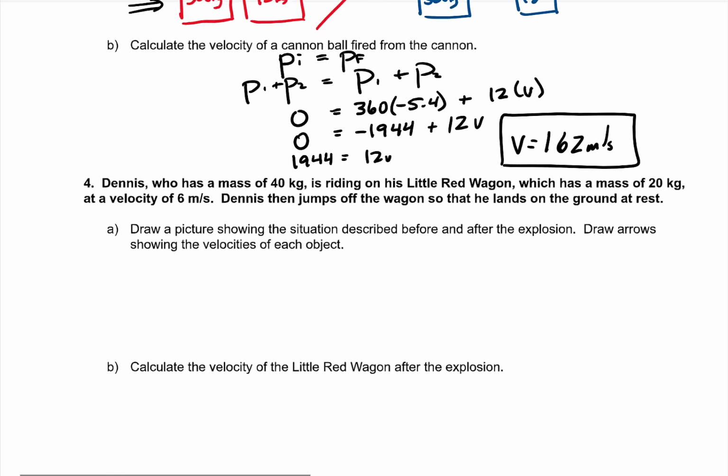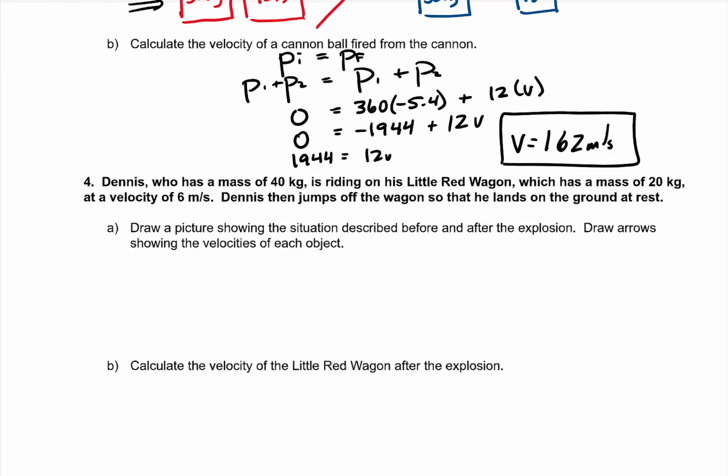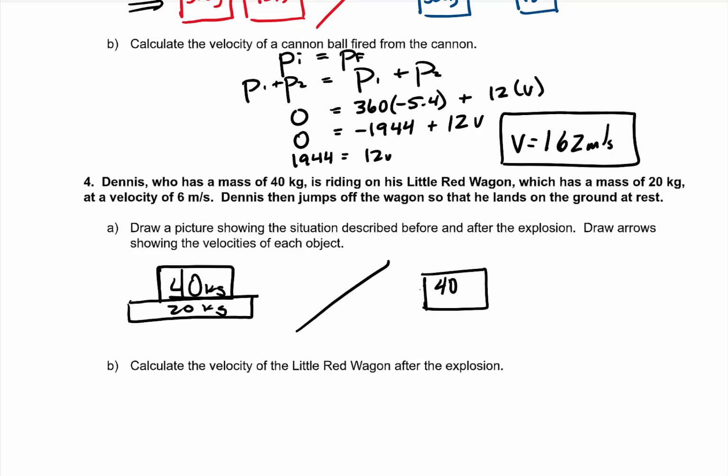Number 4 is the same way. We've got Dennis, who has a mass of 40 kilograms. So we have 40 kilograms. That's going to be Dennis. He's riding on top of his little red wagon, which has a mass of 20 kilograms. And then Dennis is going to jump so that Dennis stops. He has 0 velocity, and we want to know which way our 20 kilogram object is going. This is our picture. Oh, and to begin with, they're both moving at 6 meters per second. Each object's moving at 6.